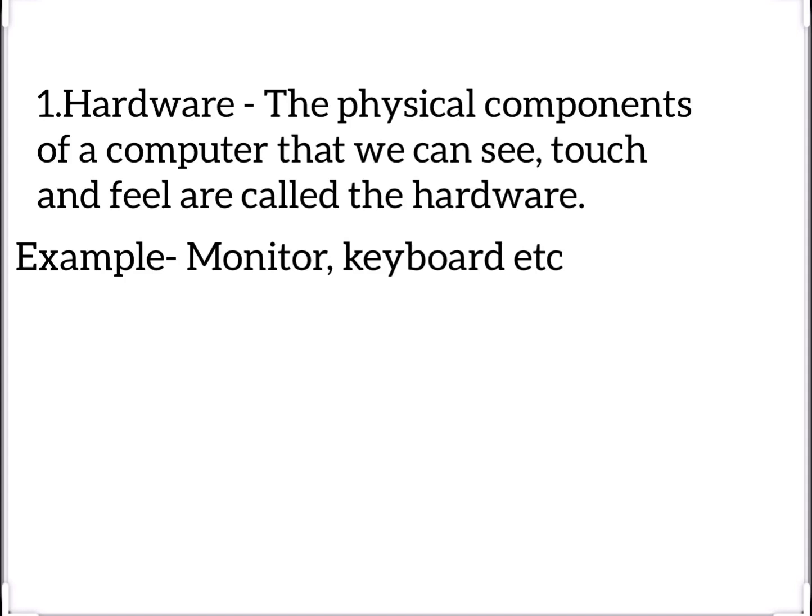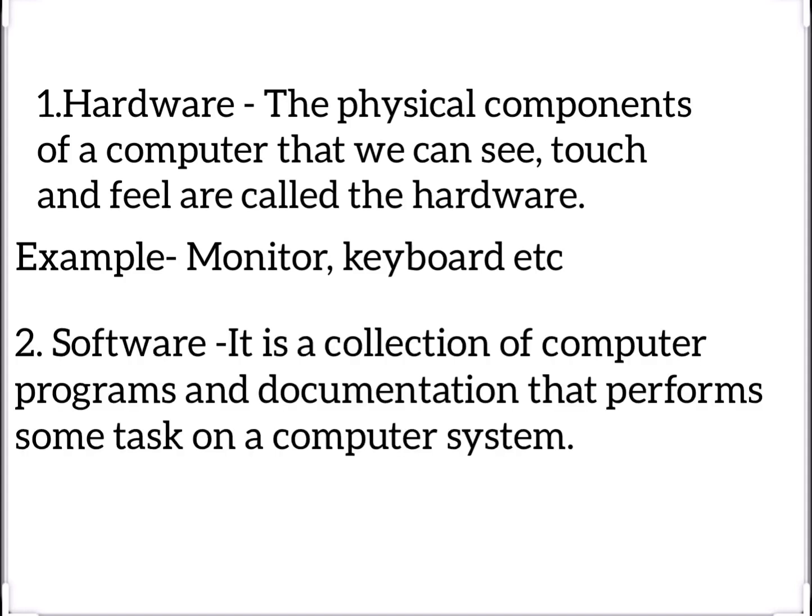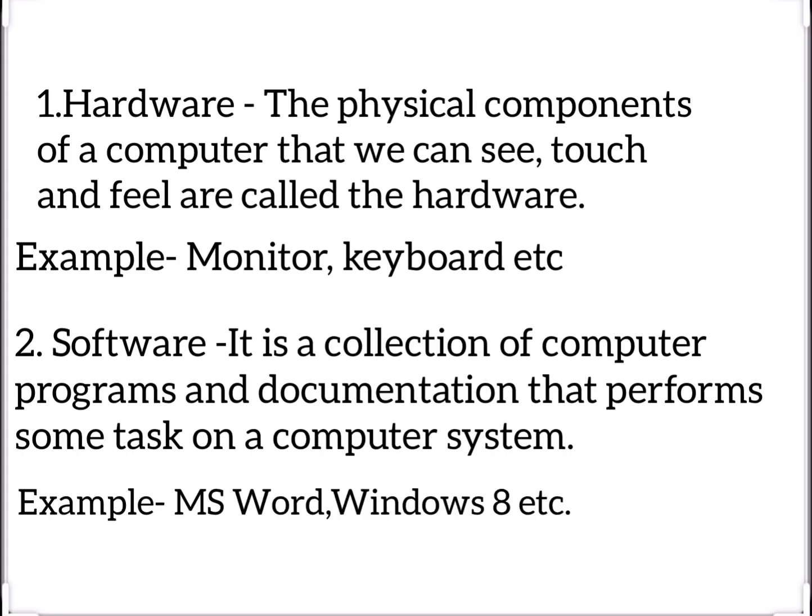Second one is software. Software is a collection of computer programs and documentation that performs some task on a computer system. For example, MS Word, MS Paint, Windows 8, etc.